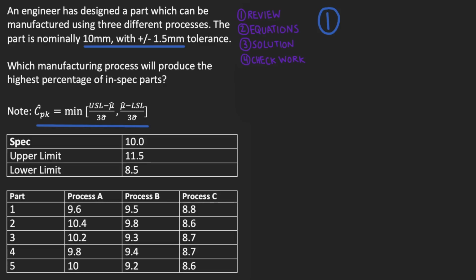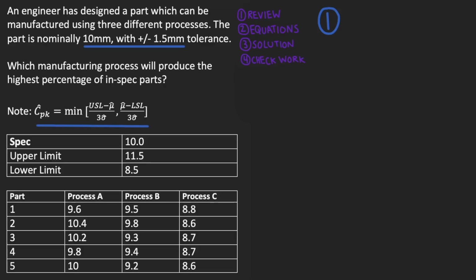As part of part 1, we'll note this equation. C sub pk is equal to the min of USL minus mu over 3 sigma and mu minus LSL over 3 sigma. And this is the process capability index. This is a measurement which can tell us which process will produce an output that's within our tolerances.